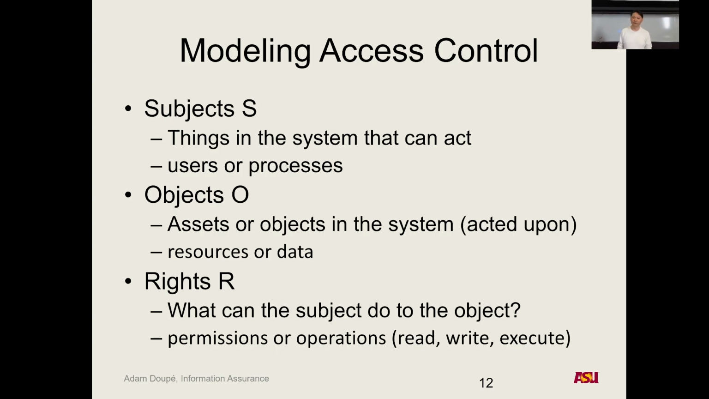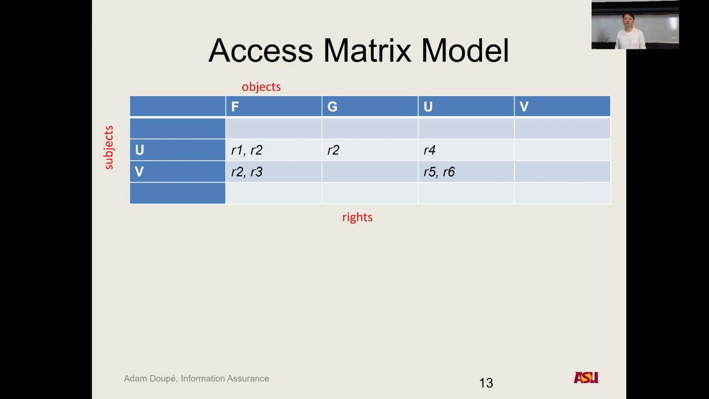And the right, R. I can call this another word, in other words, the capability or the operations. What can the subject do to the object? Let's say the file can be read, the file can be written, the file can be executed. So the rights are the permissions or operations for the resource. So we use the symbols S, O, R, and we can make a table, called the access matrix model.